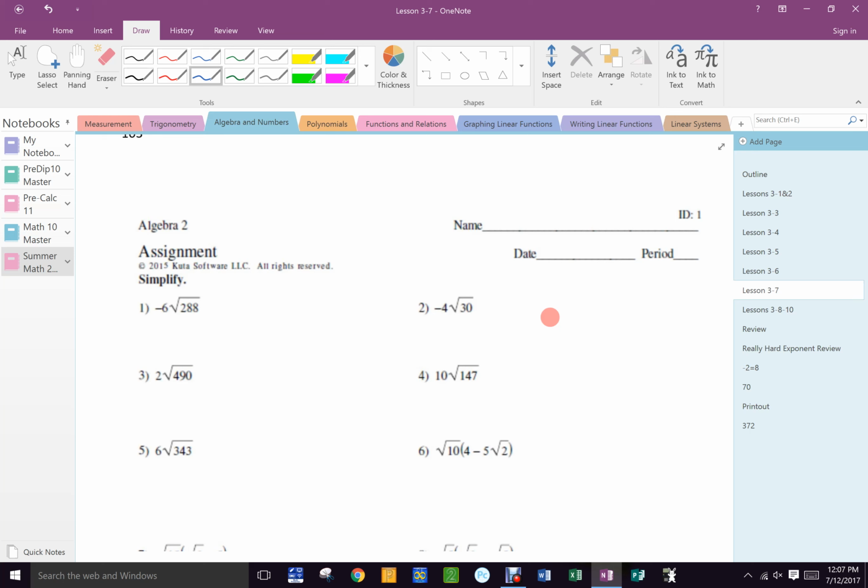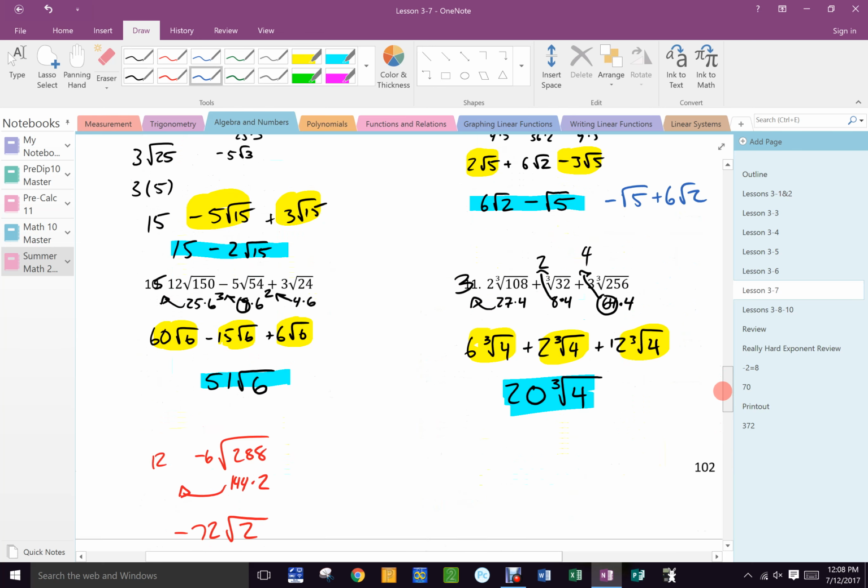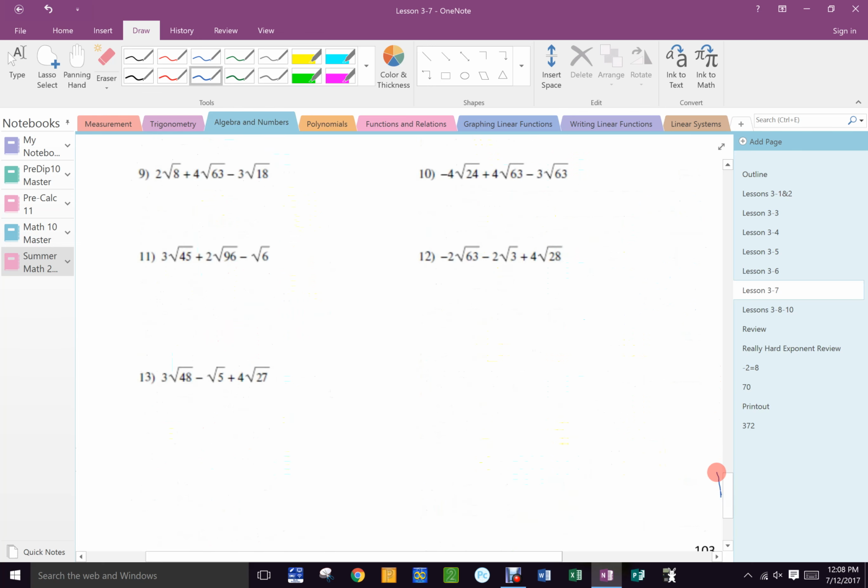For number 9, is it an individual sign or a combination sign? Number 9, on page 103? I would assume it's division. Really? Number 9, it's plus and minus.